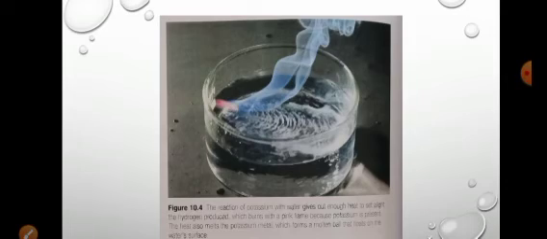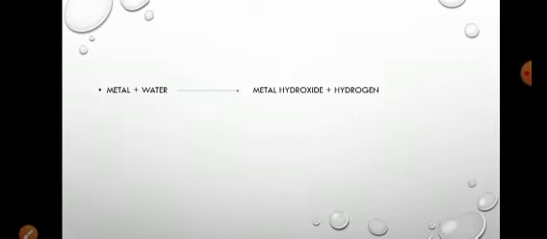This is a picture showing the reaction of potassium with water. As you can see, the metal immediately starts to react with the water, forming potassium hydroxide. So when we have a metal plus water, the end result is a metal hydroxide plus hydrogen.